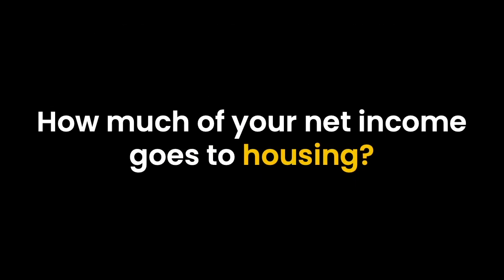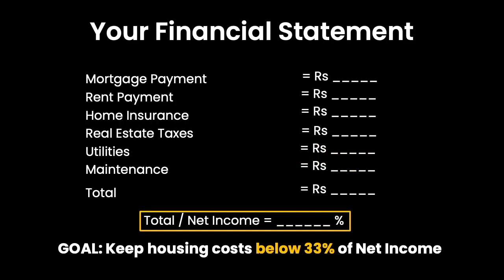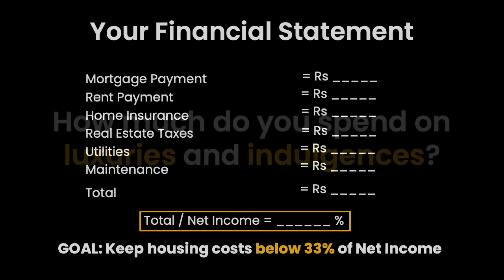taxable income. How much of your income goes towards housing? Now, this is an important aspect. It helps you calibrate where you are in terms of your spending habits. So you take your mortgage payment, rent payment if you're making rent payment, insurance if you have insurance on your housing or property. You include your real estate tax, utilities, maintenance, all these costs, and add them up and divide it by the total income that you have. With this, you will understand how much of your income you're actually spending on housing. The goal here is to make sure that your housing cost is less than 33% of your net income.